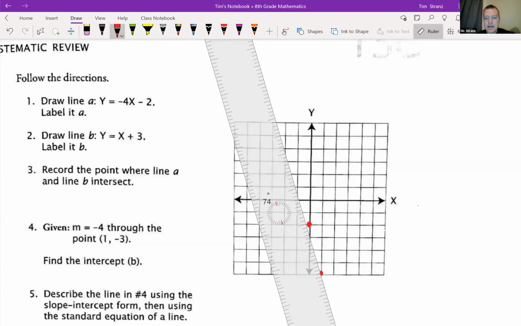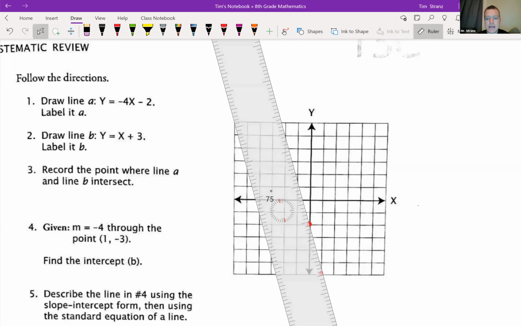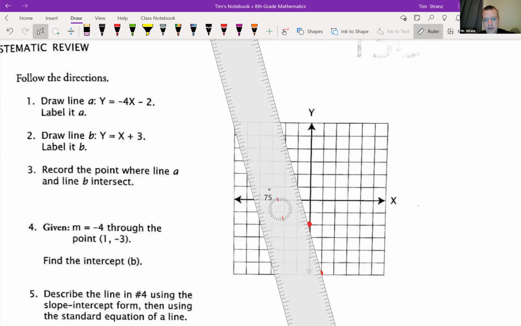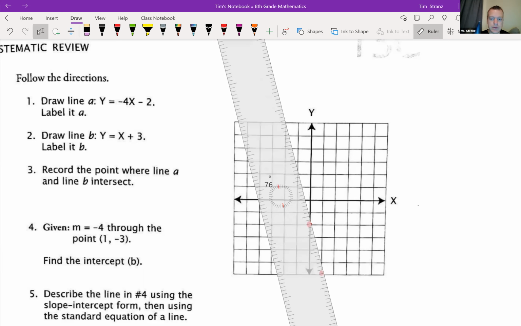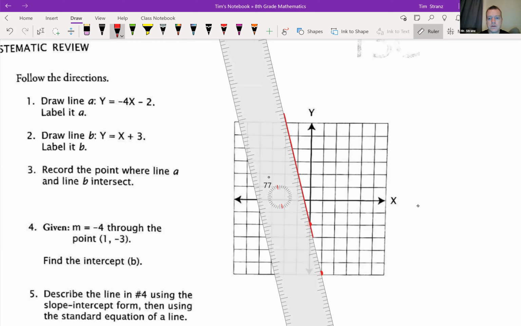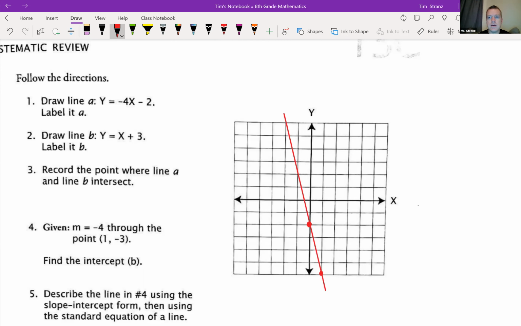It's a negative slope, so you can tell my line is going to be going down. Got to get it precise here. Okay, see if I can draw that line, maybe tilt it a little bit more. Okay, right there. And that is going to be labeled A.